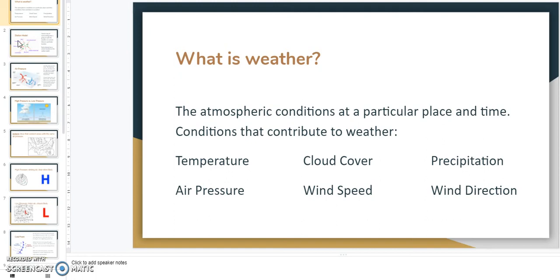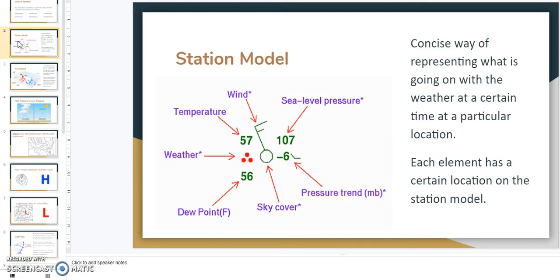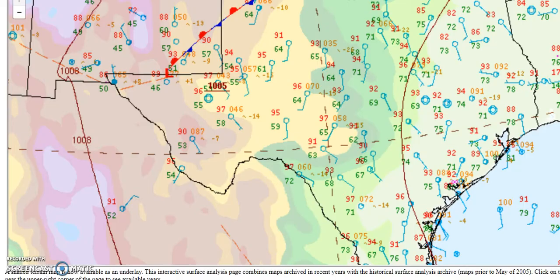All right, we're going to go on to slide number 2. If you need to, pause it for just a second so you can write in your little speaker notes. And then let's go to 2. Okay, we're going to talk about station models. Okay, first of all, I think it's probably easier if I actually show you a station model in action.